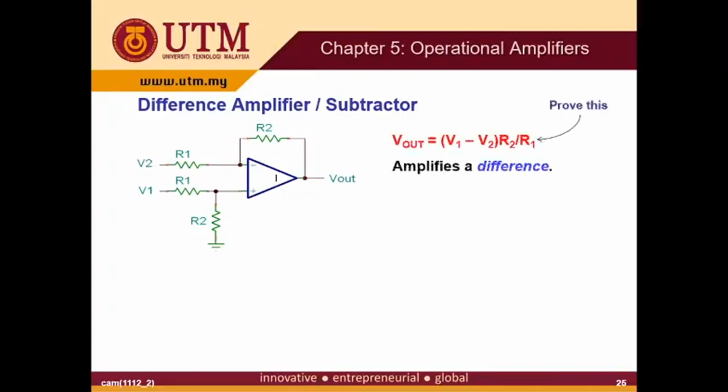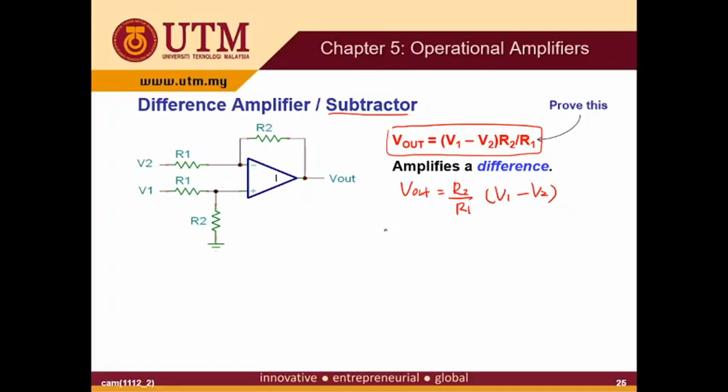Okay, the last type of circuit is a subtractor or difference amplifier. With a subtractor, you want to get the difference between V1 and V2. So this is the result: V out is equal to R2 over R1 times (V1 minus V2). So let's prove this equation.